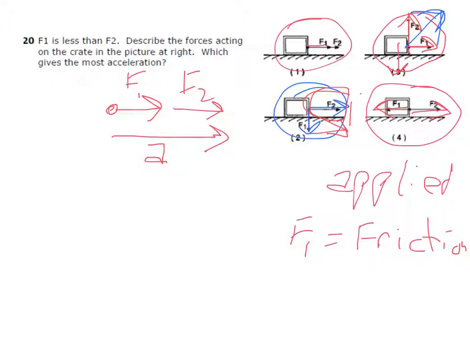But either way, F2 is larger than F1, which means that the net force is in this direction, although it's smaller than the original F2 because we have to subtract F1. That means that acceleration is also in this direction. So the net force is to the right, and so the acceleration of the box would be to the right.